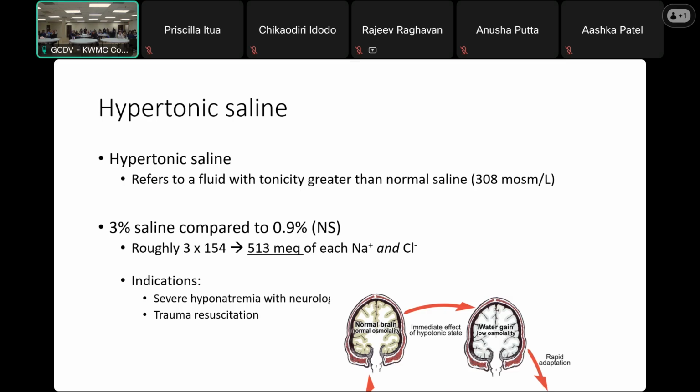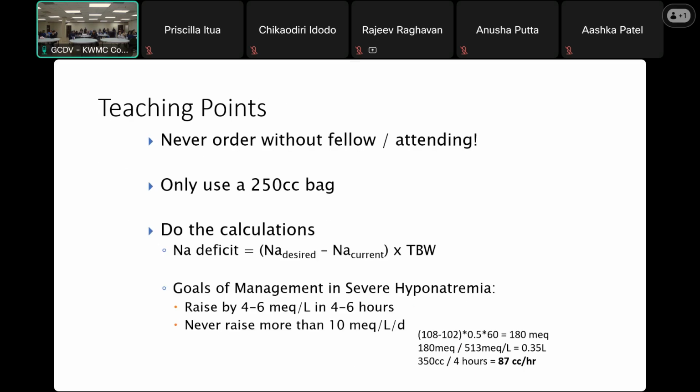So the main indications there, really severe hyponatremia with neurological injury. I've seen trauma resuscitations where they can give it because it gives a lot more volume very quickly, or it gives a little bit more tonicity, so it's going to pull more fluids in. So someone who really needs resuscitation quite urgently from a lot of blood loss. But for your purposes, the main reason to give this would be in hyponatremia with neurological complications.